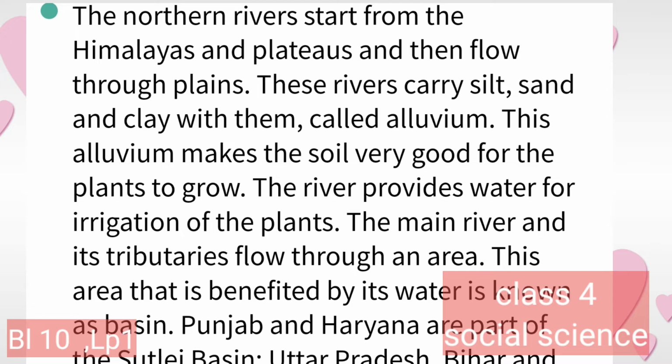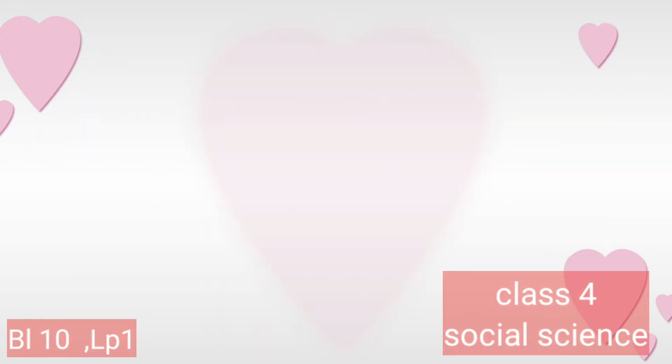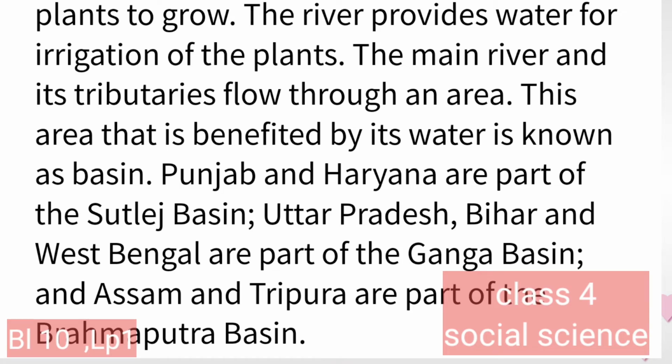This alluvium makes the soil very good for the plants to grow. The river provides water for irrigation. Now let's discuss how rivers are important for the plain. How is it important? Yes, the river provides water for irrigation of the plants.